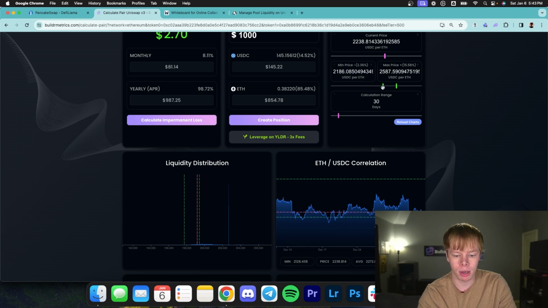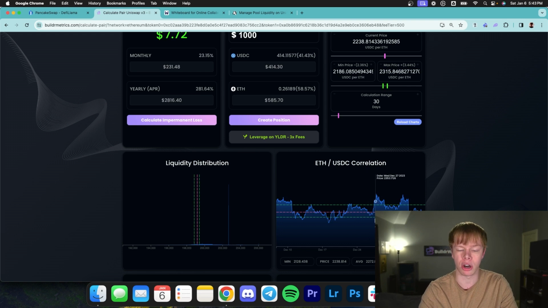Whereas if we tighten up and we go something like this, you can see the whole chart isn't in our bounds. Only periods of the chart are in our bounds. And over here, when we're out of range, we are no longer earning passive income, but we also have a lot of impermanent loss in those scenarios.